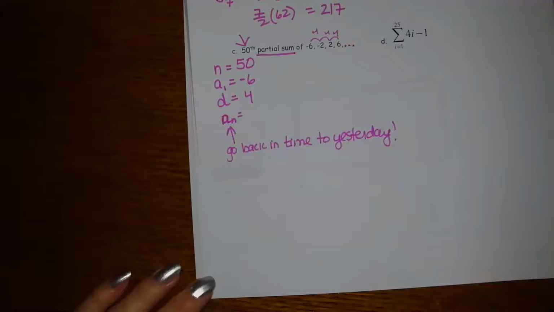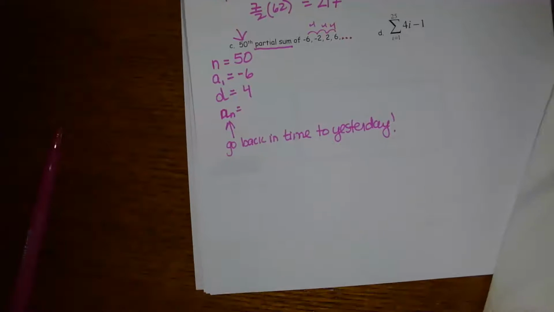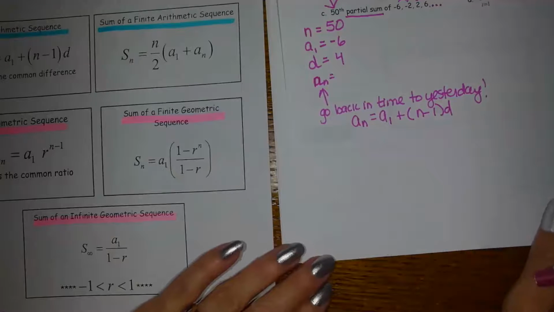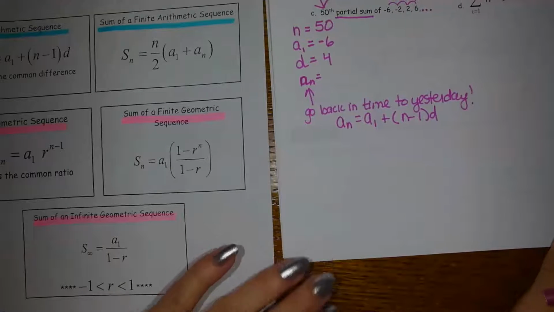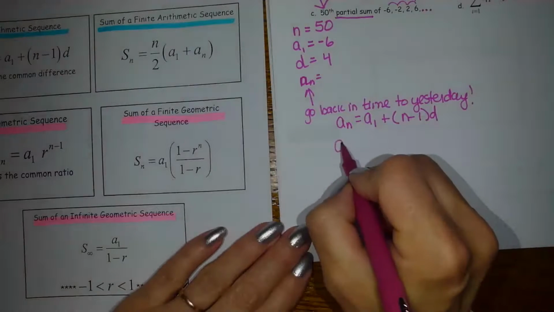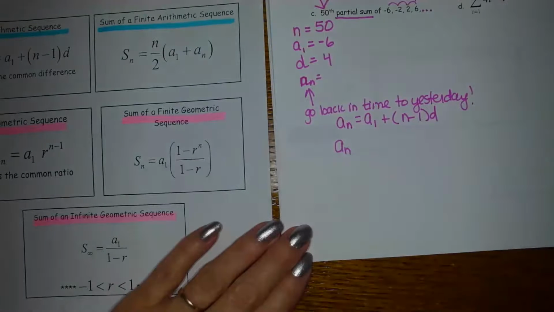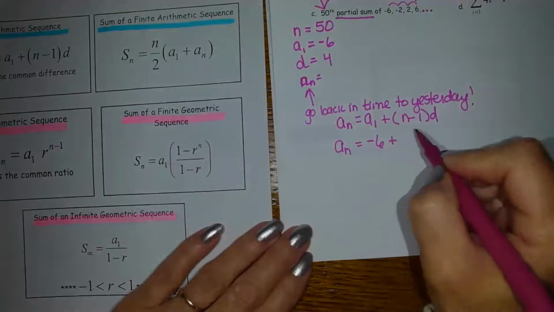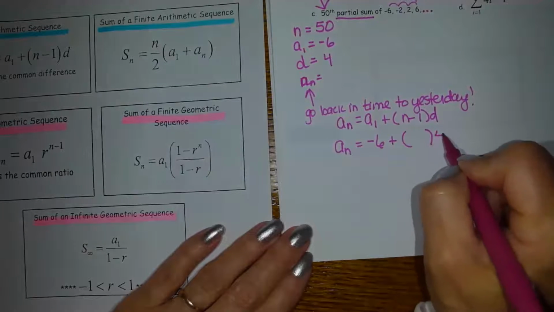What's the formula you had from yesterday? Yes, as a matter of fact, hold on one second. Okay, so we have this formula from yesterday. So how are we going to use that? Well, sometimes you have to use yesterday's formula to find missing pieces. AN equals A1, which we know is -6, plus N minus 1 times D.